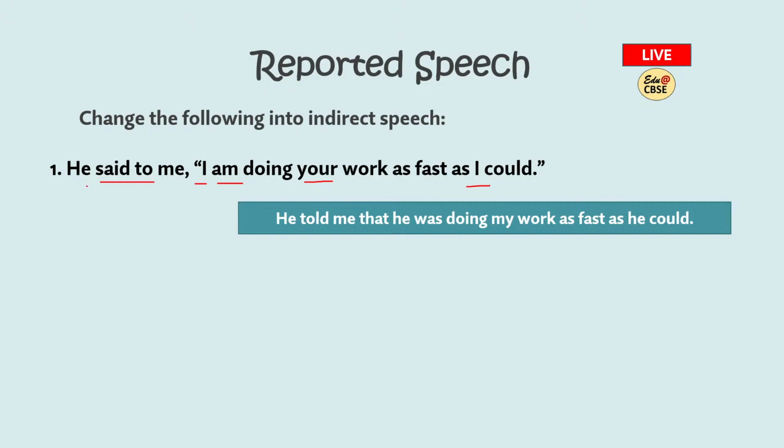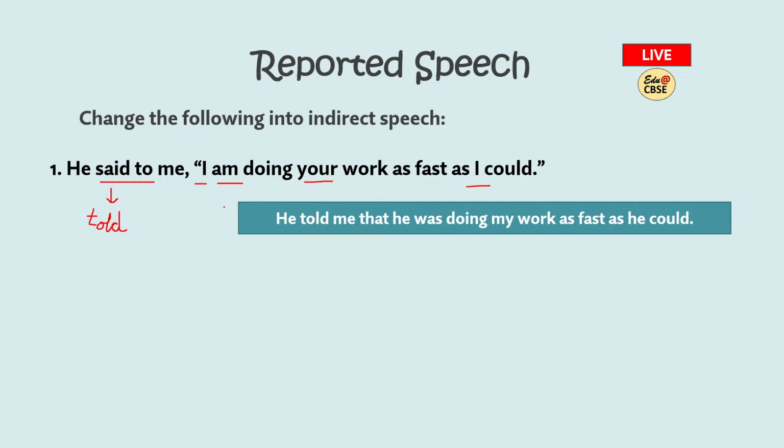So now said will change into told. And in case it is a question sentence, of course we'll come to that when I take up an interrogative sentence, then I'll tell you what you have to do. So said to changes into told. Told के साथ to नहीं आता है. So I, a pronoun, will change. Since it is he here, it is going to change into he. Am is going to change into was.